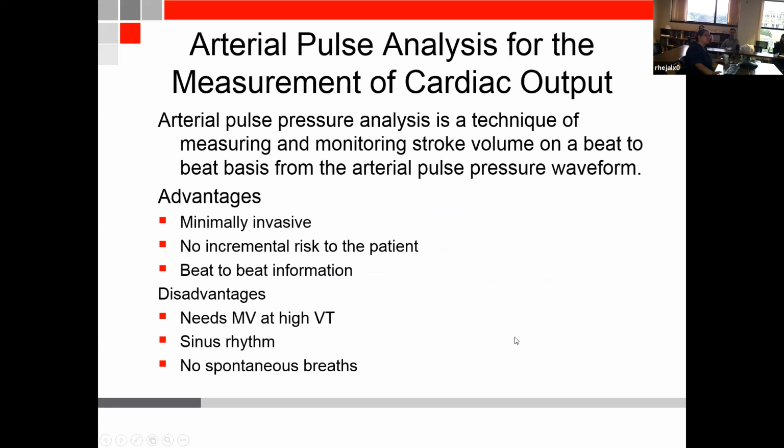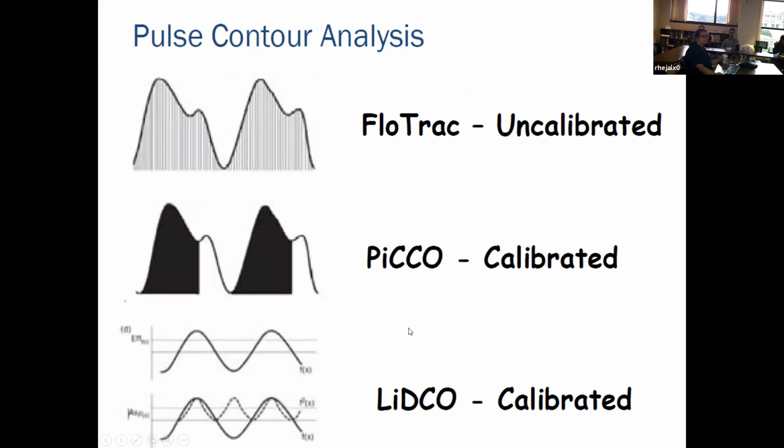The advantages, everything has advantages and disadvantages. It's relatively minimally invasive, because you only need an arterial line and a central line, which is very commonly used in patients with sepsis. And it will give you beat-to-beat information. For your interpretation of it, because you are looking at pulse pressure variation and stroke volume variation, you need somebody in sinus rhythm, which is not always the case, and you need somebody on mechanical ventilation with high tidal volumes.